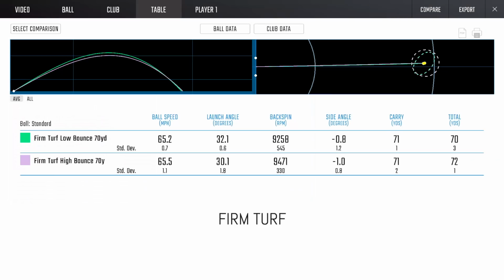Let's go into the firm turf, where again it's a little bit more of a conclusive result from a launch and spin perspective, in favour again of the high bounce. So gearing is a big factor here when it comes to influencing launch and spin. Yeah, that's a big takeaway from this test, as we probably assumed it would be at the top of the show. It's still so much more than I would have expected, though.